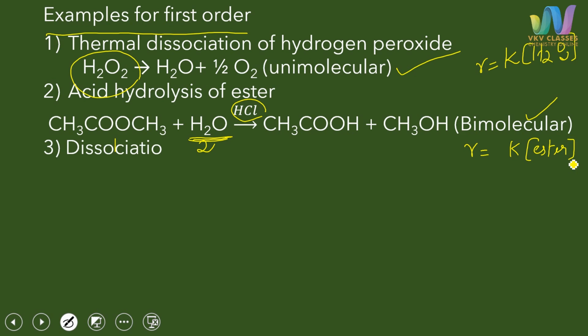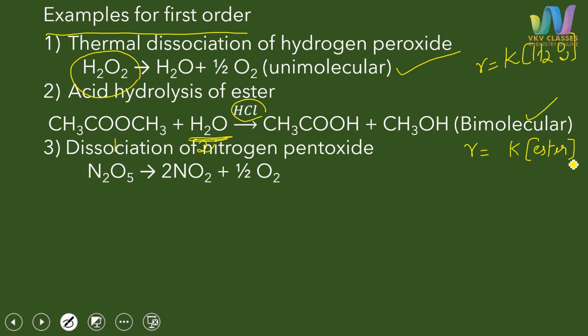Third one is dissociation of nitrogen pentoxide. N2O5 on heating gives 2NO2 plus half O2. This also is a first order reaction and forms an example also for a unimolecular reaction.